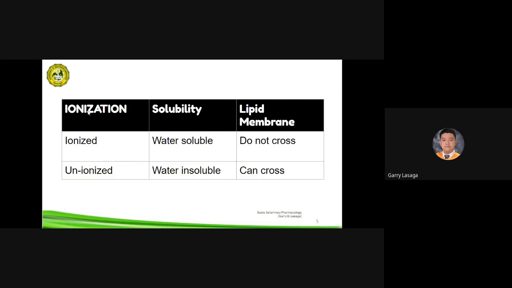In terms of ionization, when a drug is ionized, it is water soluble and less lipid soluble. When the drug is unionized, it is water insoluble, or lipid soluble. So the ionized form of the drug cannot readily cross the lipid membrane, while the unionized form is the form that will readily pass through the cell membrane.